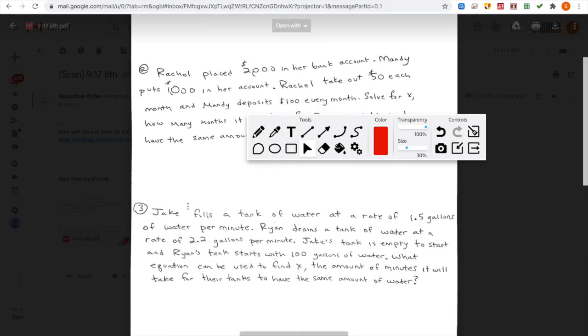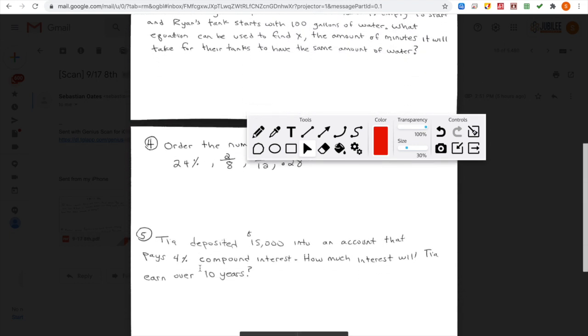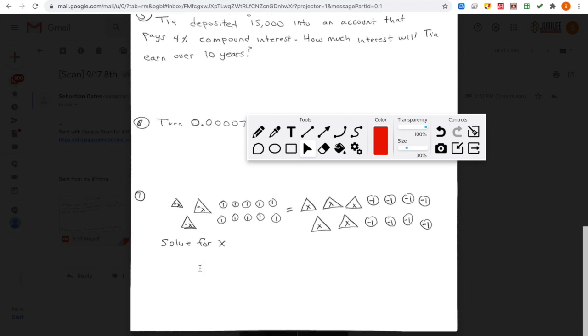So when we look at number 3, Jake fills a tank of water at a rate of 1.5 gallons of water per minute. So he's filling it, so that's going up. All right. Ryan drains a tank of water at a rate of 2.2 gallons per minute. So that means it's going down. Jake's tank is empty, and Ryan's tank starts at 100 gallons. What equation can be used to find X, the amount of minutes it will take for their tanks to have the same amount? So go ahead and solve 3, 4, 5, 6, and 7.